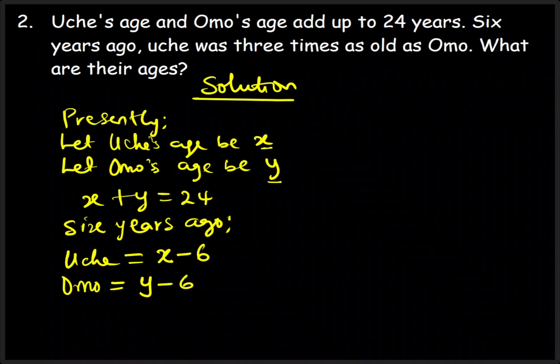All right, so let's see. That means Uche's age is equal to 3 times Omo's age. So what that implies is that Uche's age, which is x minus 6, is equal to 3 brackets y minus 6. All right. So what would that give us? Okay, let's move to a new page. Where did we stop? We stopped at x minus 6 equal to 3 brackets y minus 6.